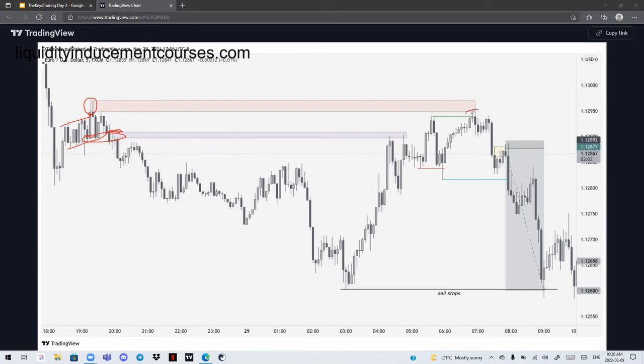So now we wait until price mitigates this area, then we take our entry here. We can take our entry here, or we can wait until another key entry, which would have been at the rejection, or in other words here, with our stop loss here, of course.